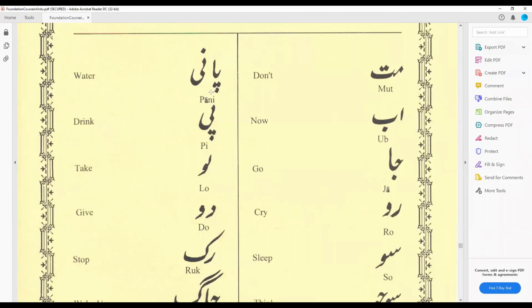Next, let's have pani. Pani means water. So how will you make pani into a sentence? उर्दू में सेंटेंस बना सकते पानी का?